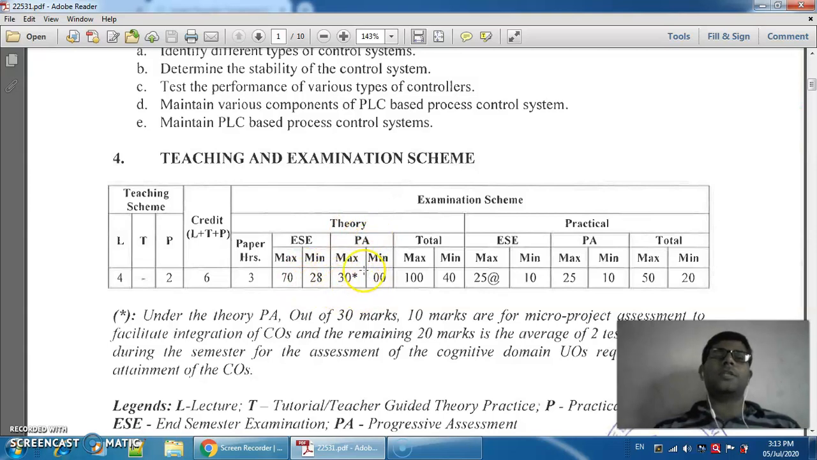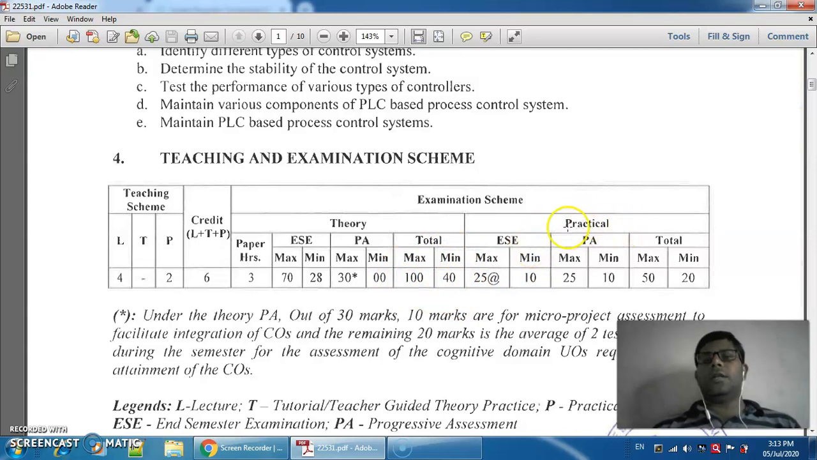Progressive assessment is for 30 marks. Here is the detail of the 30 marks: 10 marks for your micro project, and 20 marks for the average of 2 tests, that is sessional 1 and sessional 2, which will become out of 20. So this 70 and 30 is equal to 100 marks. Out of 100 marks of this subject, you have to get 40 marks for passing.